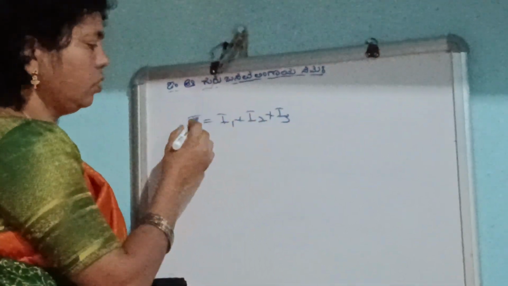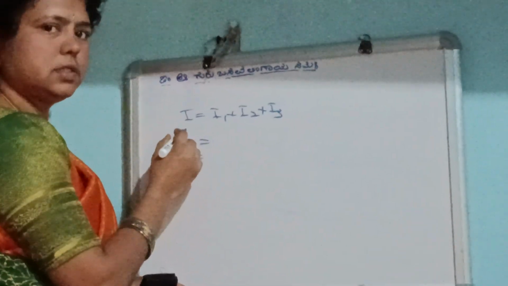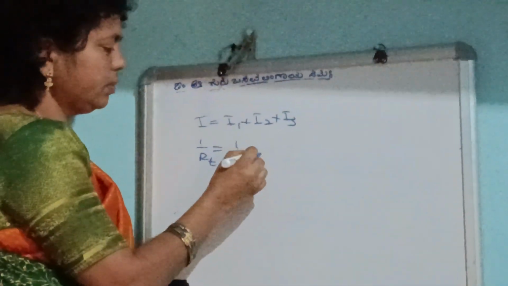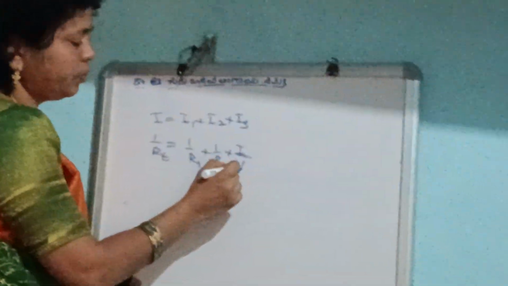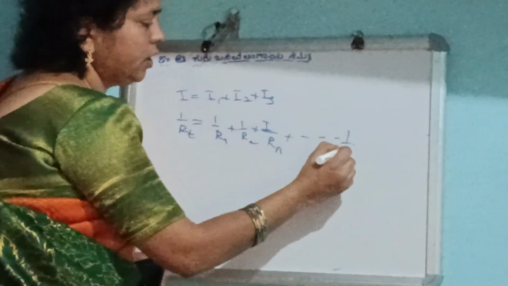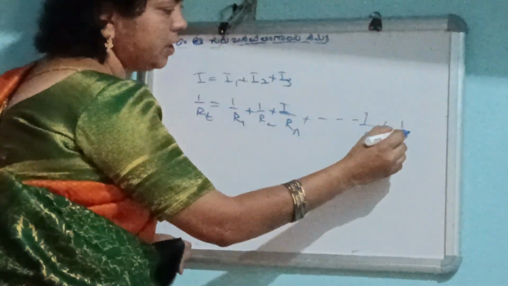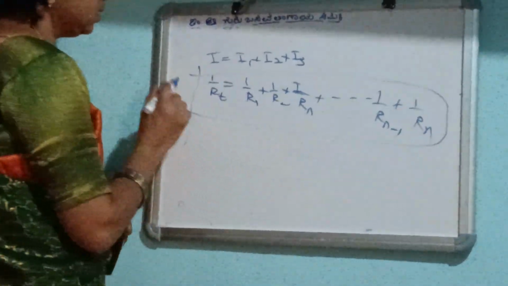According to Ohm's law, the total resistance in a parallel circuit is given by 1 divided by R equals 1 divided by R1 plus 1 divided by R2 plus 1 divided by R3. Suppose n number of resistances are connected in parallel, then we get up to 1 divided by R(n-1) plus 1 divided by Rn. In this way we find the total resistance.